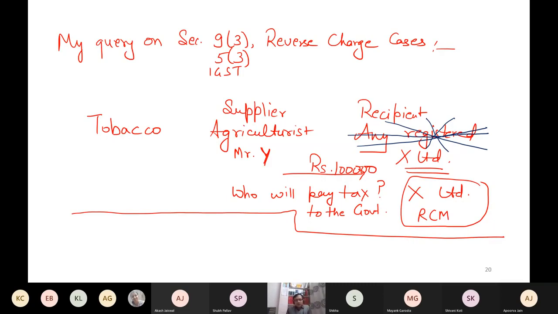The value is 1 lakh rupees. Can you tell me what will happen then? As far as GST is concerned, what will happen? We need not pay any tax. We need not pay any GST. Okay. Any other? So one answer is that we need not pay any GST. So any other answer?